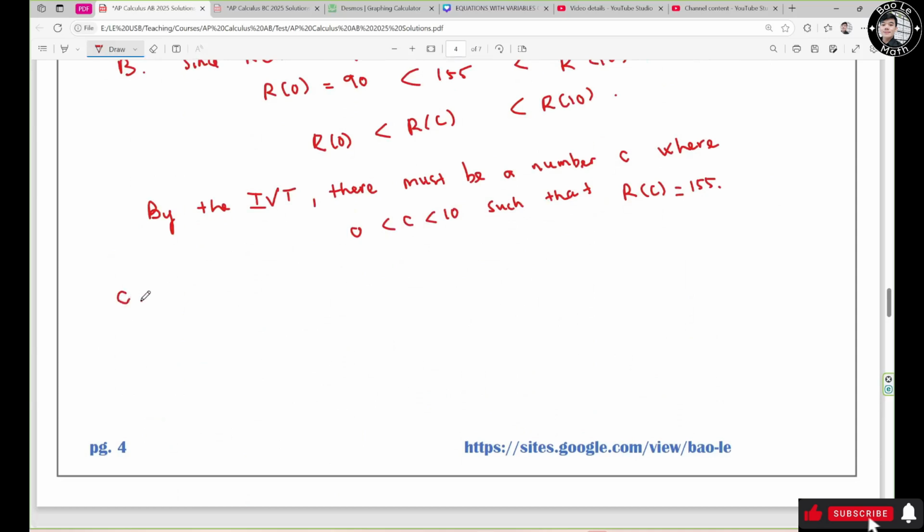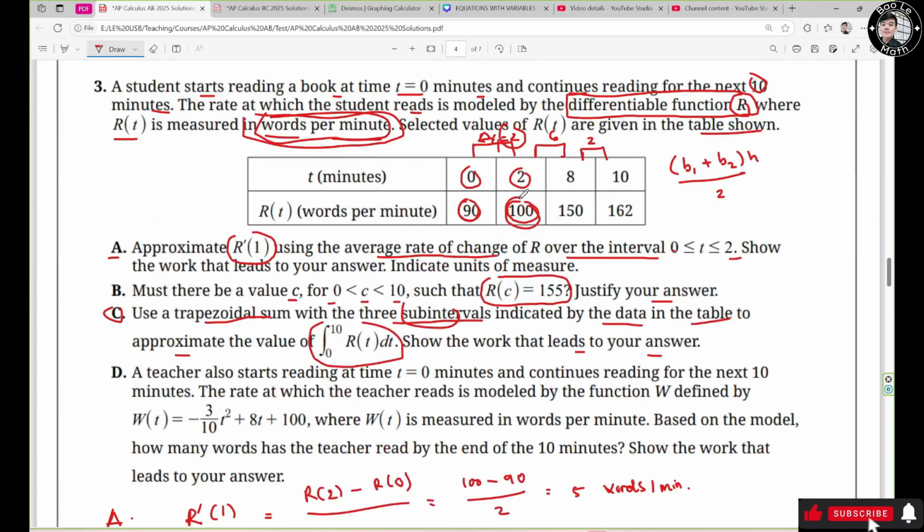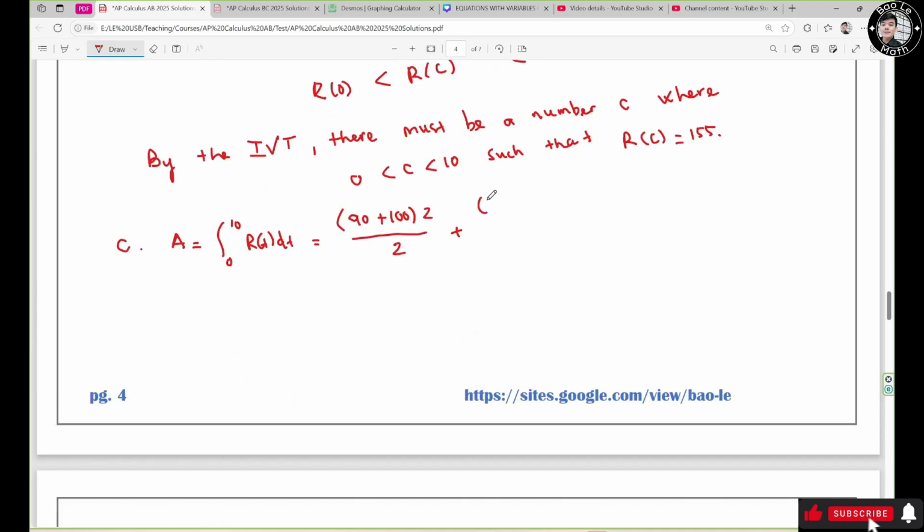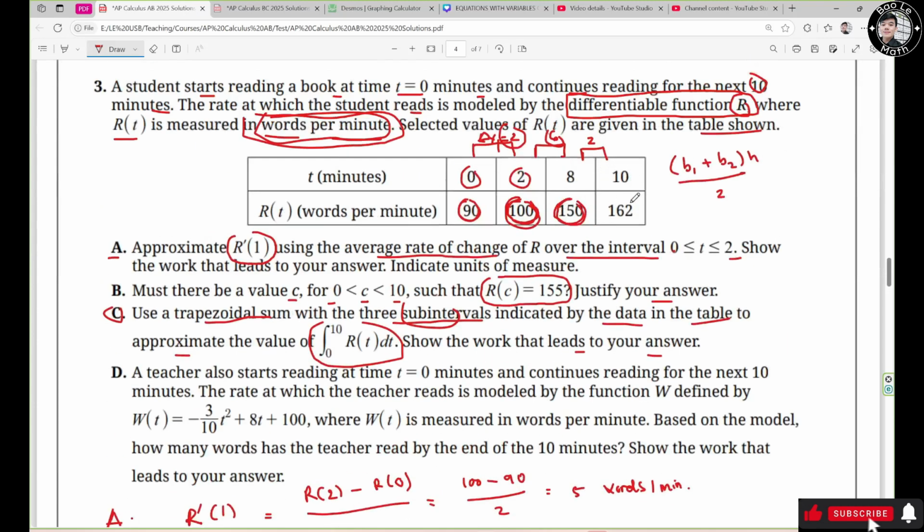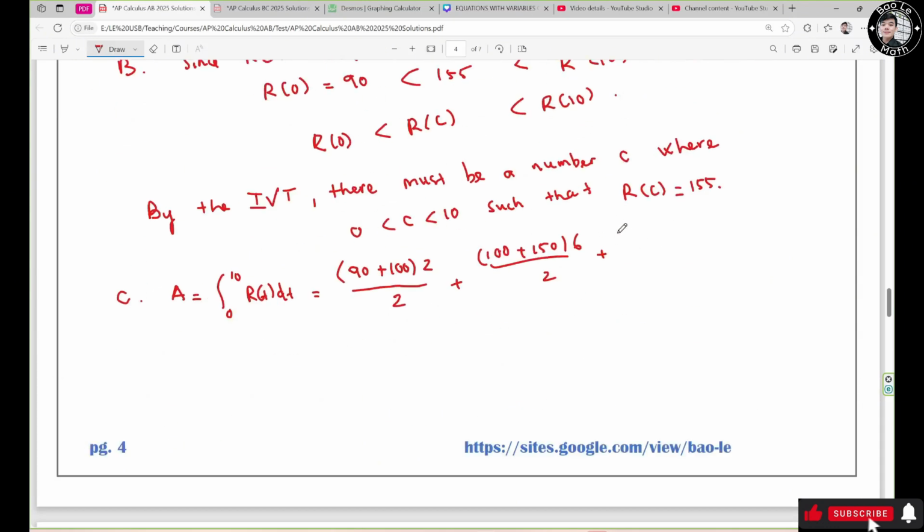So you have question C. The answer is given by the integral from 0 to 10 of r of t dt. It's going to be base 1 equals 90 plus base 2 is going to be 100 times the height, which means delta s equals 2 divided by 2, plus the second one right here. Base 1 is 100, base 2 is 150, the height should be 6, right? So it could be 100 plus 150 times 6 divided by 2. Now plus the third one, 150 plus 162 times 2 divided by 2, right?